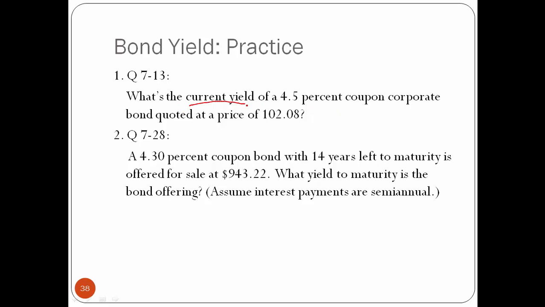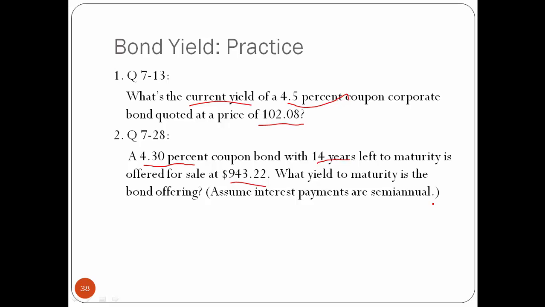First of all, current yield calculation. If you are looking at a 4.5% coupon bond and the price is this much, remember this is not $102. This is 102.08% of the par, right? And then the next question is, you have another bond, 14 years left to maturity, and the price is this much, and it's asking you for the yield to maturity, assuming the interest payments are semi-annual, or say you are receiving every coupon payment every 6 months.